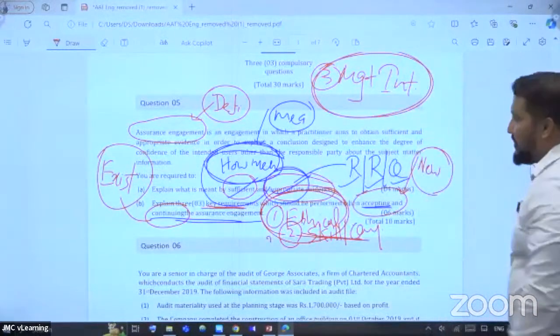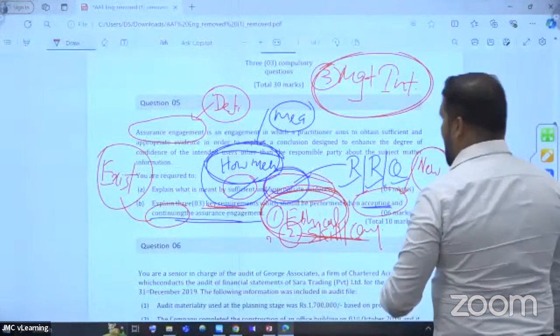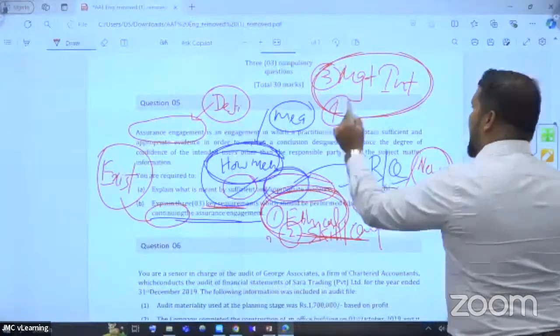Then after performing all these 3, you sign the engagement letter.